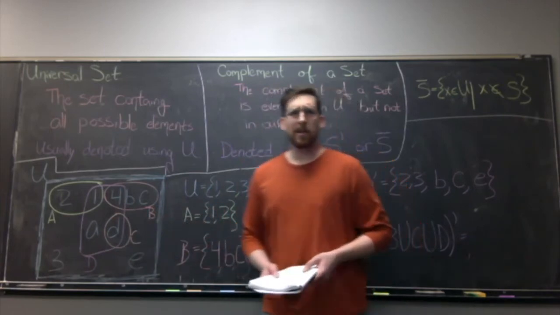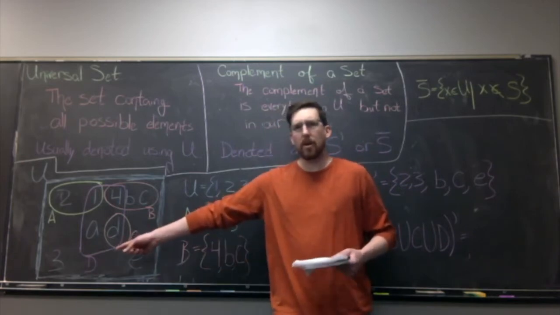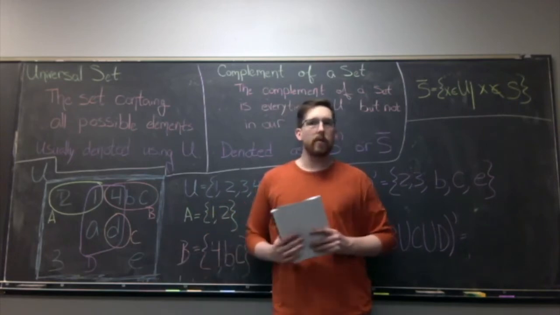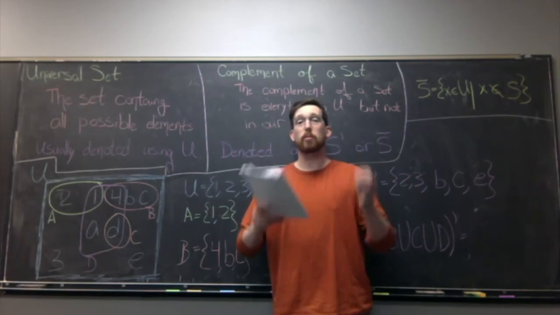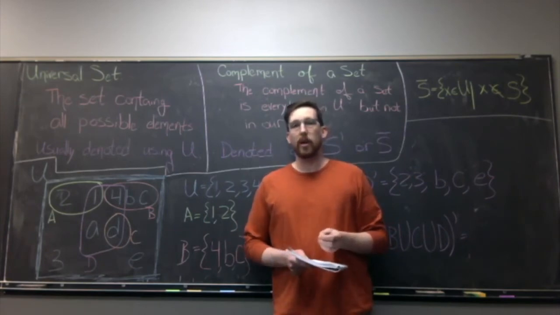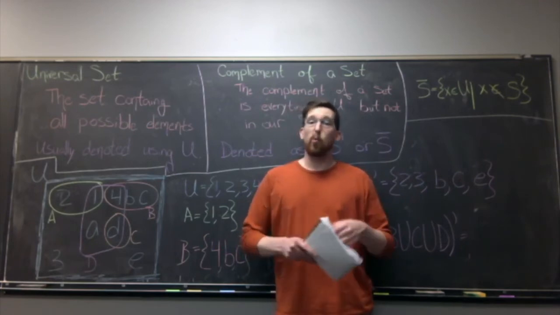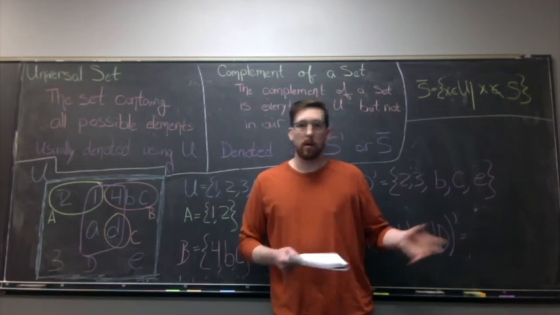And you might be saying to yourself, well, hey, wait a minute. You didn't use the element 3. You didn't use the element E. Yeah, you didn't have to. The universal set is just the possible elements that we can work with. We don't have to work with every element. It's just what we have to construct our sets with.